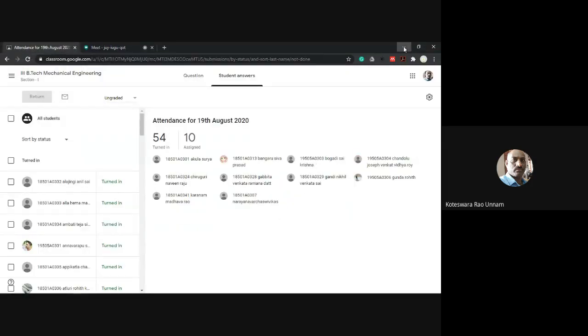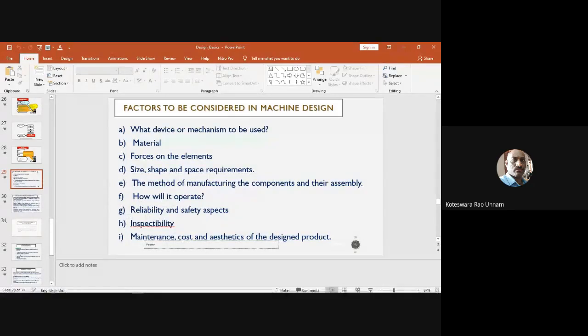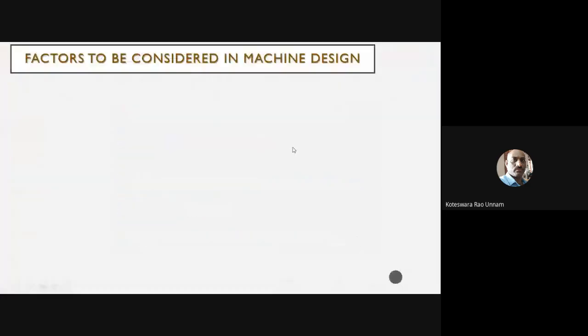Okay, right. So today we'll see what are various factors to be considered while designing a machine or a machine component.